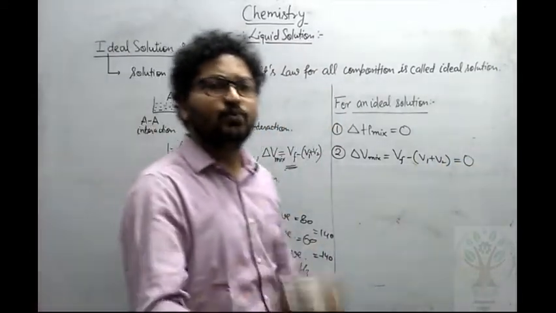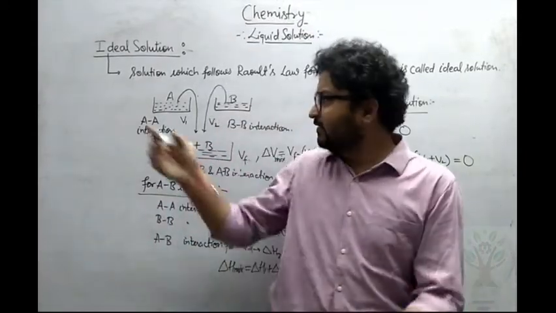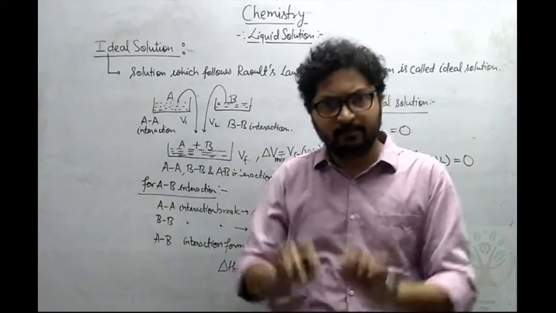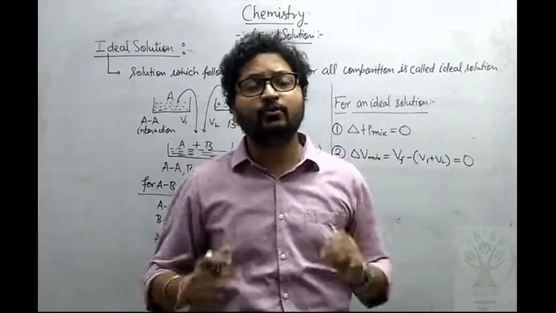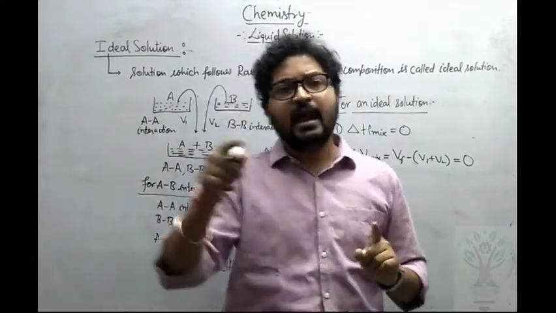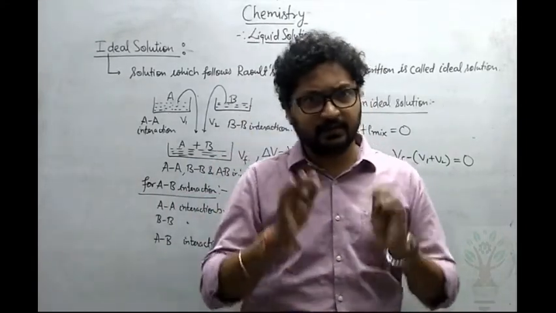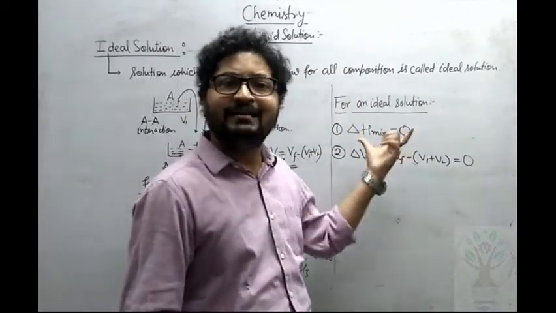Means there should be no change in volume when we add V1 volume of A and V2 volume of B. If I add 50 ml from here and 60 ml from here, the net volume I should get is 110. It should not be greater than 110 and it should not be less than 110. Clear? So these two conditions are there for any ideal solution.